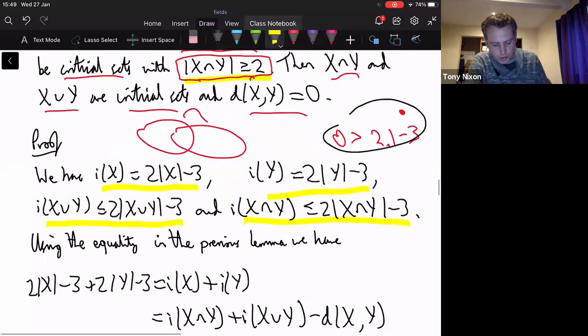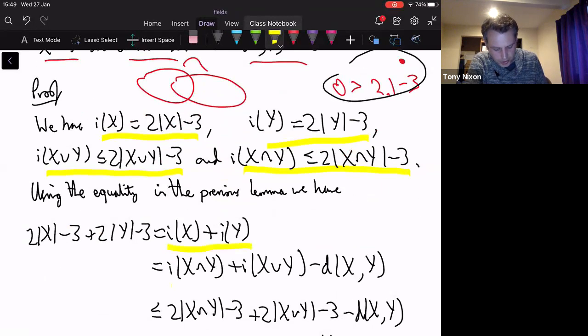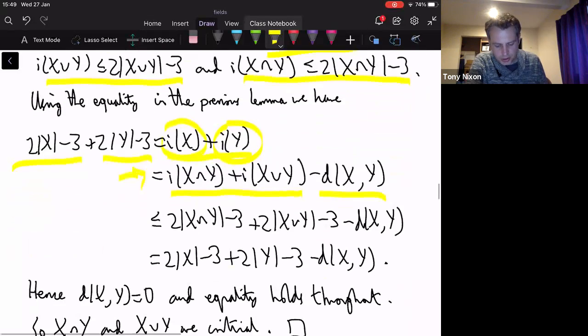So now we use the equality in the previous lemma, which was I of X plus I of Y is I of X intersect Y plus I of X union Y, and I've put the minus dxy on the other side, but that's what we're going to use, and we can count up using the things I've written down. So I of X was 2x minus 3, because it's critical. I of Y is 2y minus 3, because it's critical. The previous little counting lemma: the intersection is at most this, the union is at most this, and we still have the dxy. So nothing much has happened there. The size of X plus the size of Y is the size of X intersect Y plus the size of X union Y. So we get this equation.